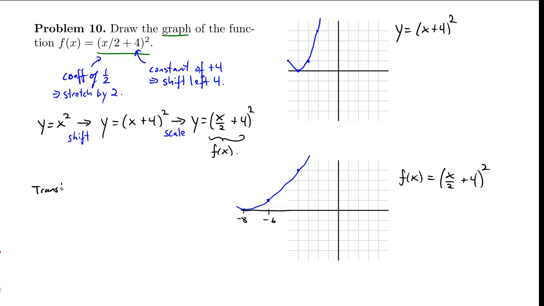You should go back and check that if you stretch first and then translate second, you get a different function. You don't get f of x. The function you'll find that you get is y equals x plus 4 all divided by 2 and then all squared.